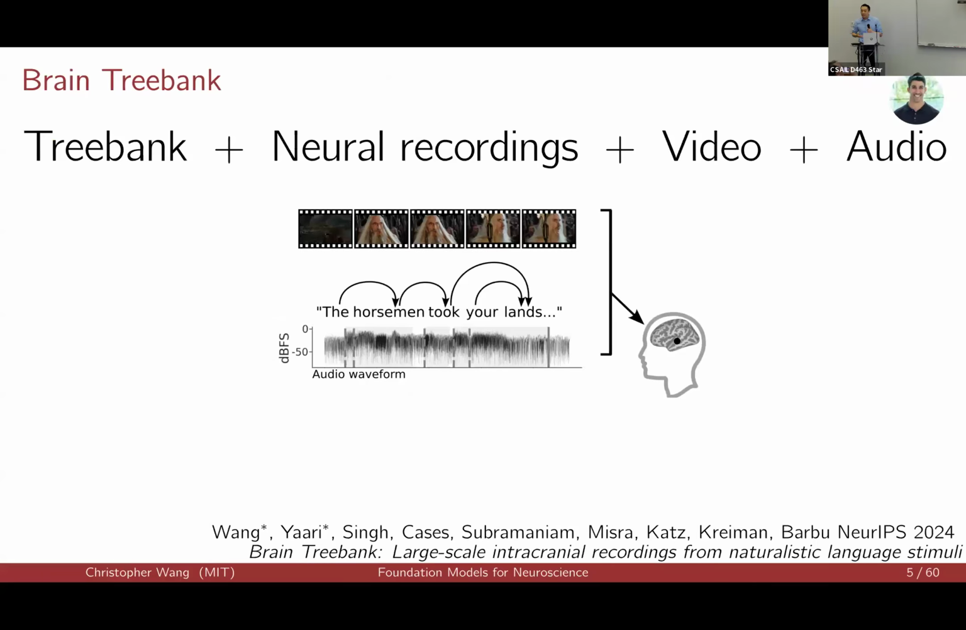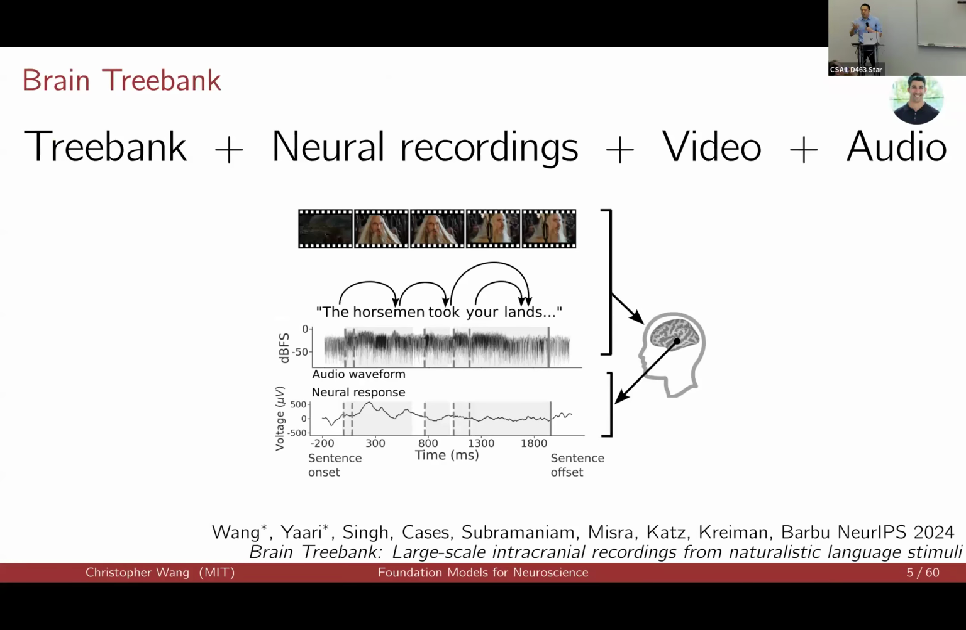To this end, we collect the Brain Treebank. So the Brain Treebank is a multimodal treebank. It's sentences from movie dialogue accompanied by their audio and video tracks, and all aligned to patient brain data. This is joint work with Adam Yari, another PhD student in the group, and the purpose of the Brain Treebank is for answering questions about language in the brain. Questions like, when and where is part of speech processed in the brain?